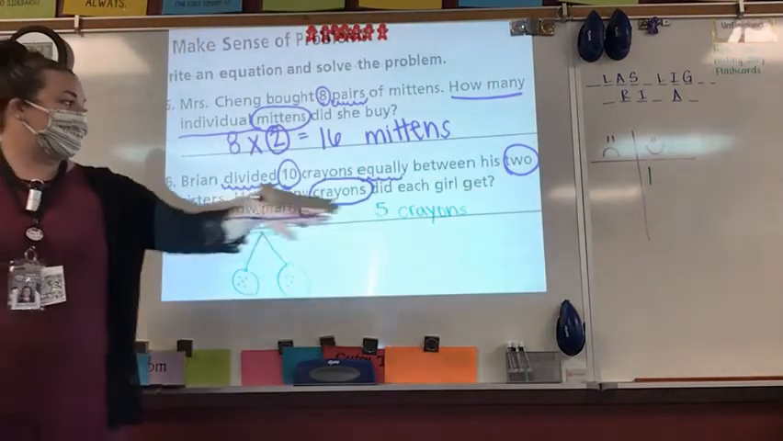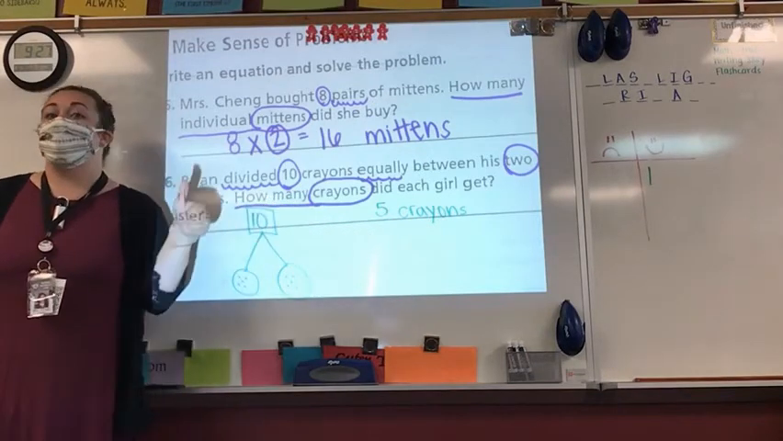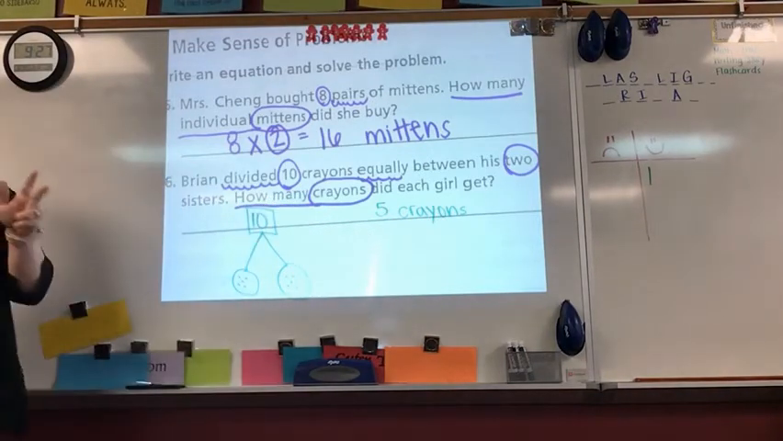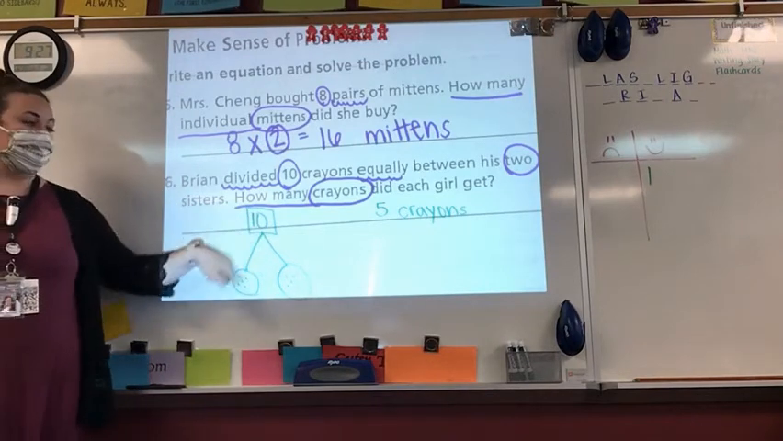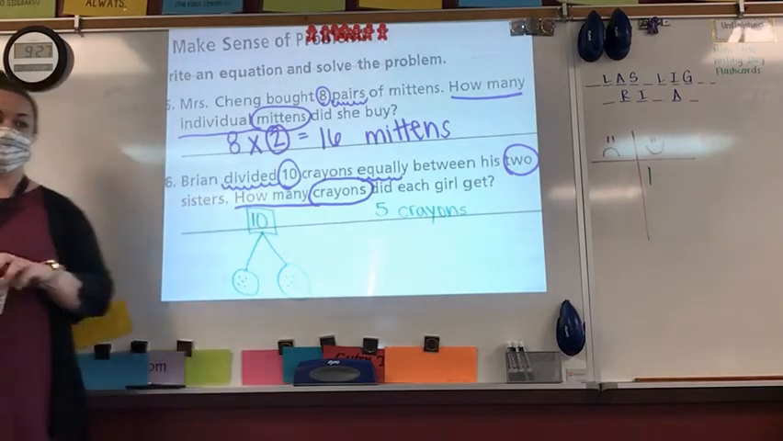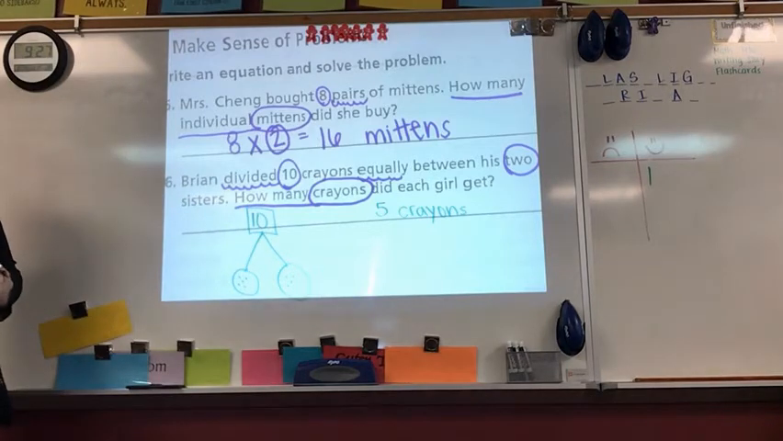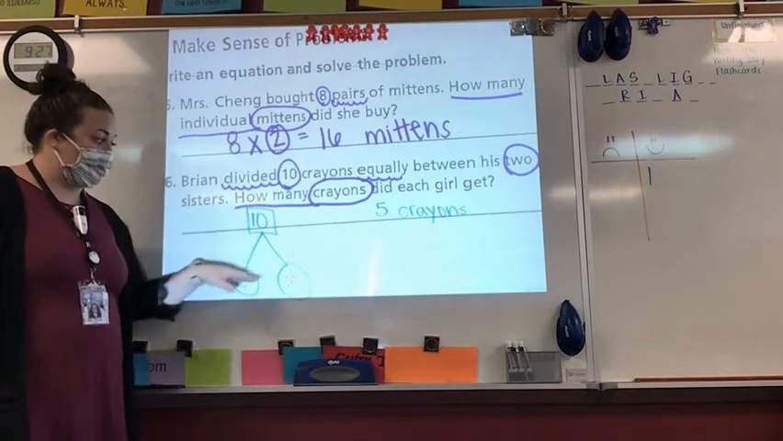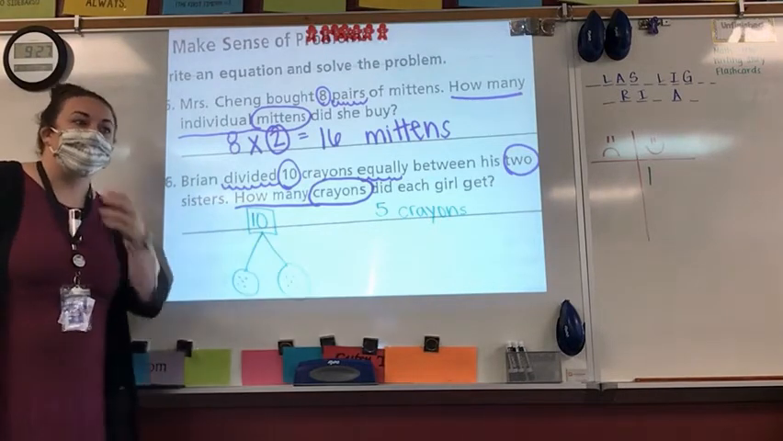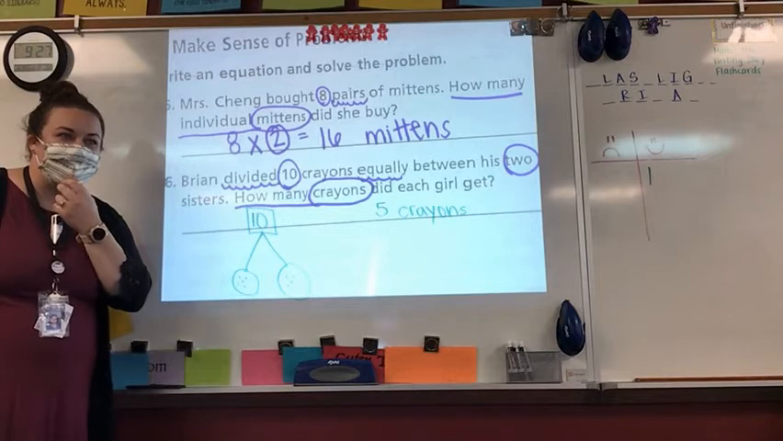Now here's what's sneaky. I don't just need my answer and my label. I need an equation, answer, and label. So who can give me an equation for this picture? If I had 10 and I split it into 2 equal groups, Miss Ellie. 10 times 5. Let's see. If I did 10 times 5, then I would have 10 whole groups of 5. So instead of multiplying, 10 times 2.